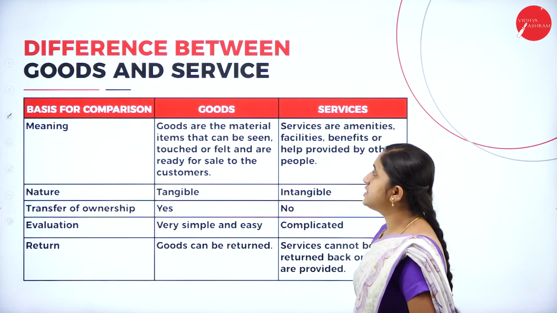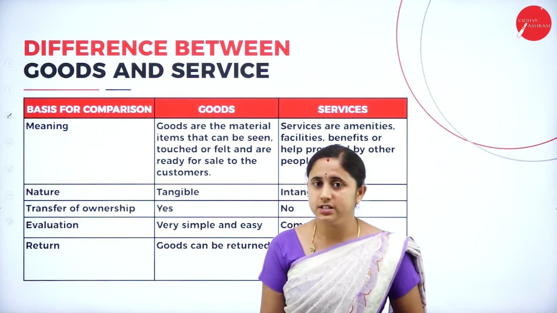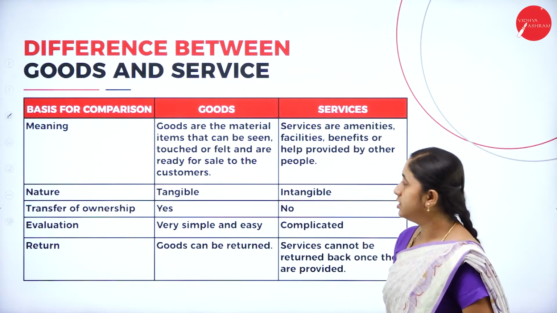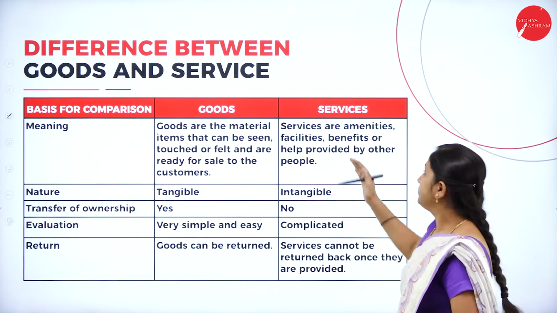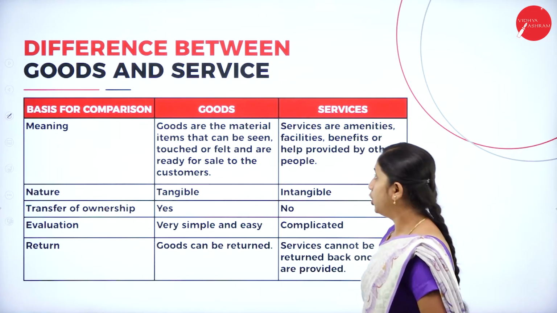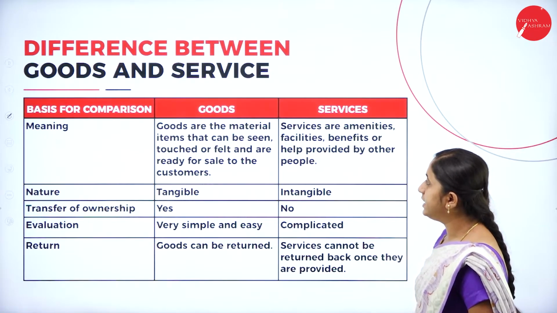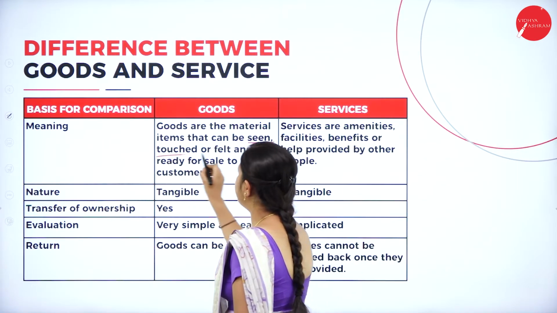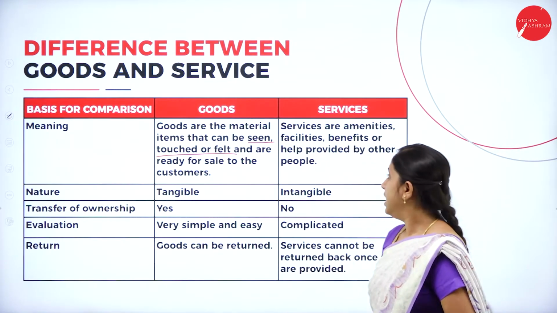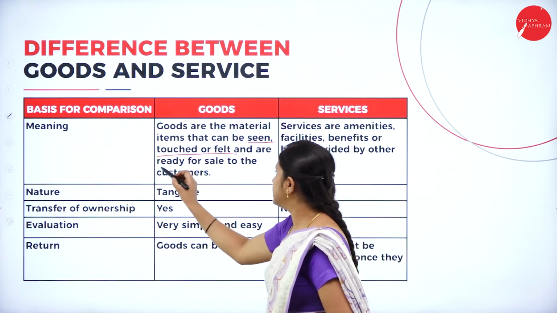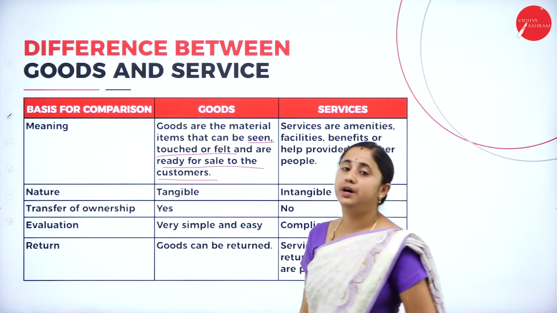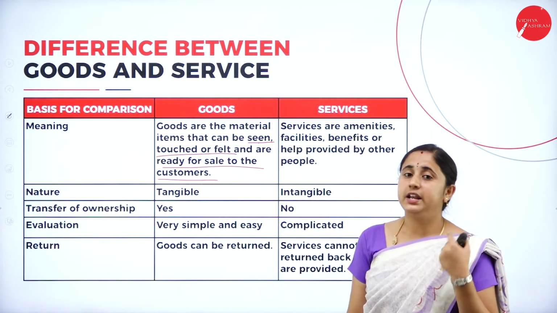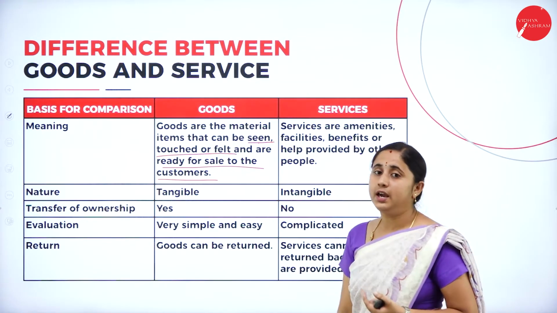Next one, difference between goods and services. So the differences are, first one, basis for comparison. Here, this is the goods and services. First, meaning. Goods are the material items that can be seen, touched or felt and are ready for sale to the consumer. So the goods can be seen, touched, felt and are ready for sale to the customers.